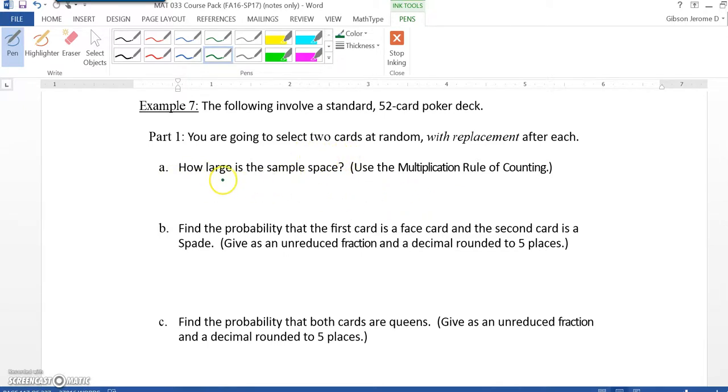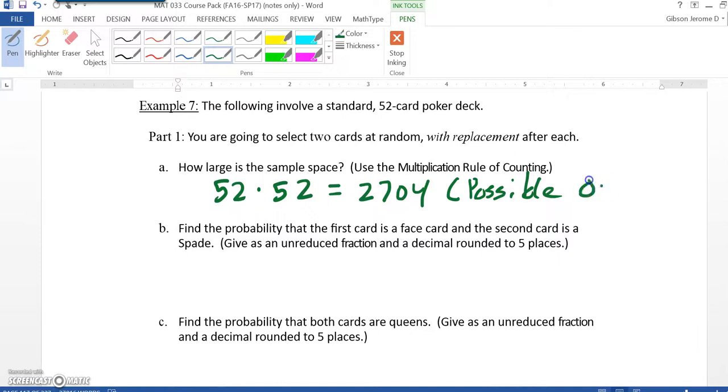Okay, you had 2 selections. You're going to have 52 cards for the first draw and still 52 cards for the second draw because you are replacing what you took out. So it'll be 2,704. And this is how many possible outcomes you can have.